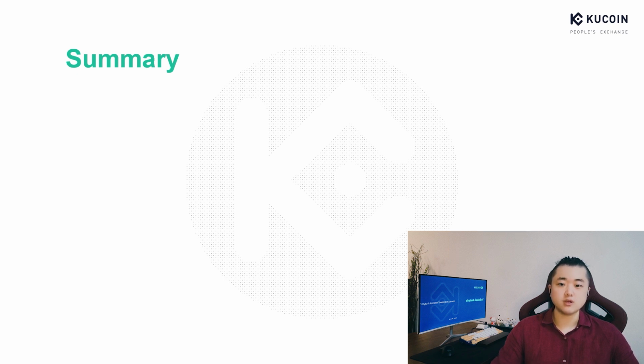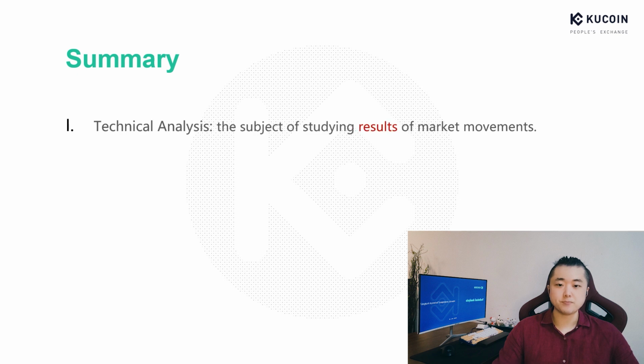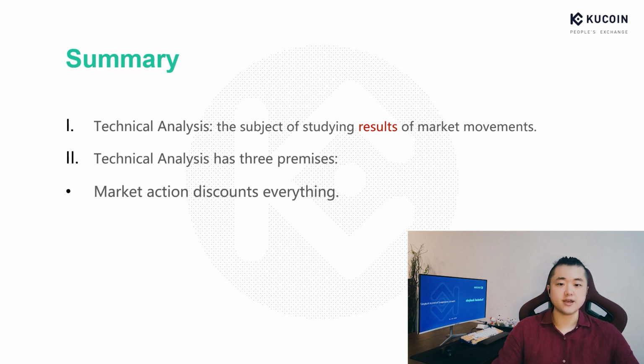Like I said before, I will make a summary for you. From this page, you can see the gist of this video. The first is the definition of technical analysis. It is a subject of studying the results of market movements. In addition, these three premises can make technical analysis efficient during crypto trading. Firstly, market movements discount everything. In addition, price only moves up, down, or fluctuates. What is more, the future is just another edition of history.